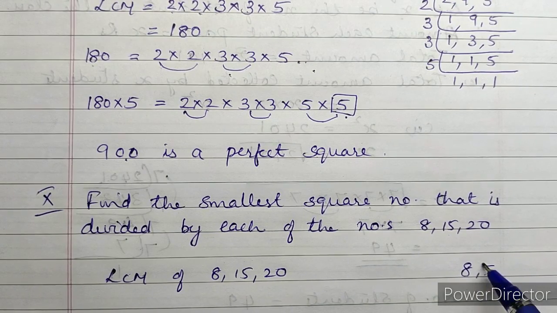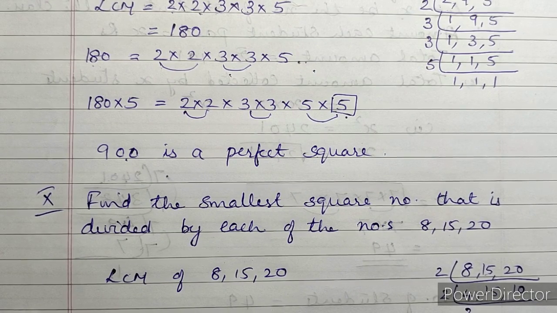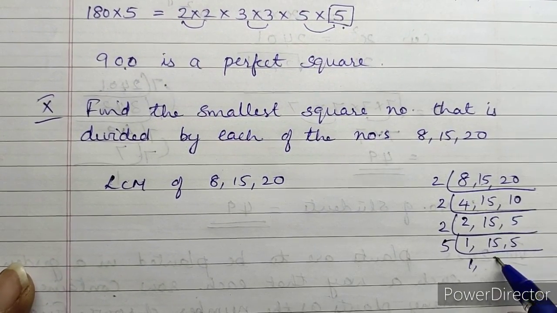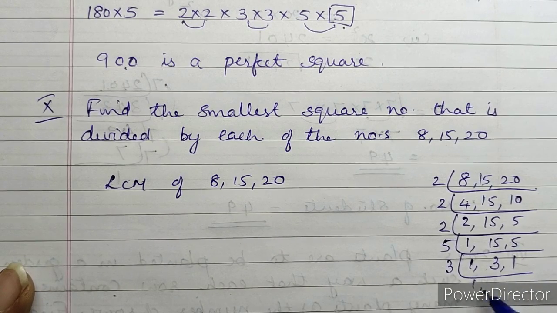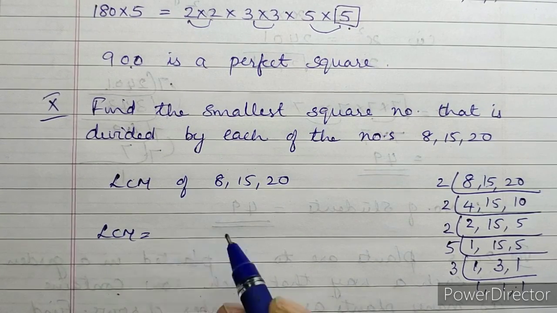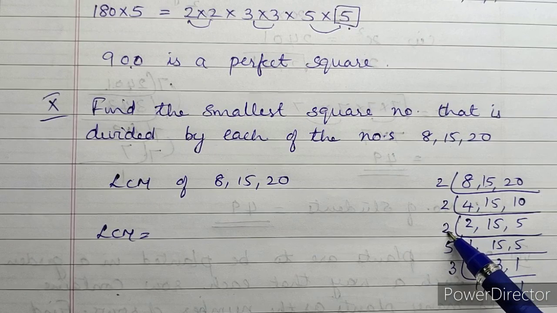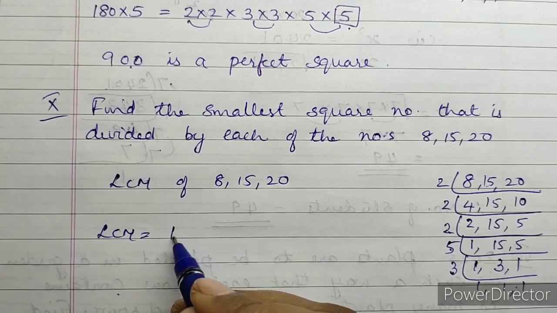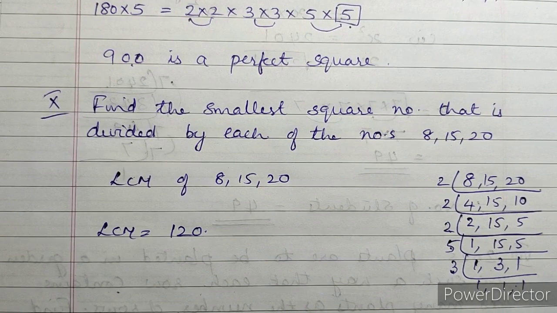So 8, 15, 20 LCM. 2 times 4, 15 will not go, 10. Again 2, 2 times 15, 5. Then you can take 2 only, 1, 15, 5. Then you can take 5, 1, 3 and 1, last 3. So now LCM is equal to, multiply it, 2 into 2 into 2, 8. 8 5s are 40, 40 into 3, it is 120. So 120 is the LCM.